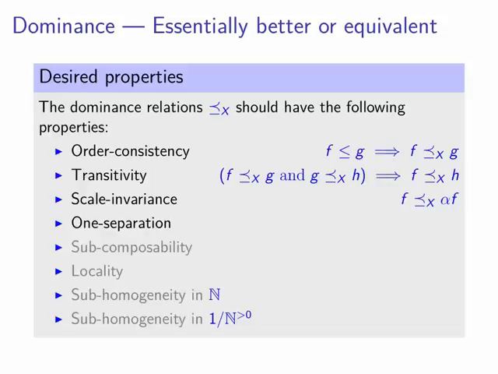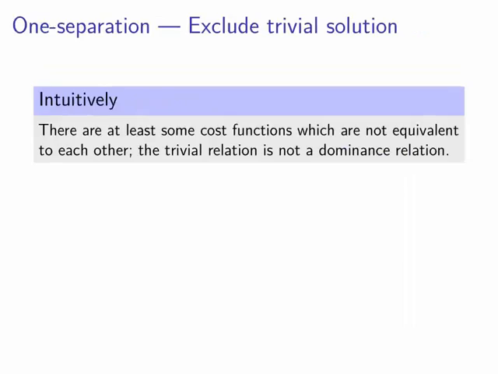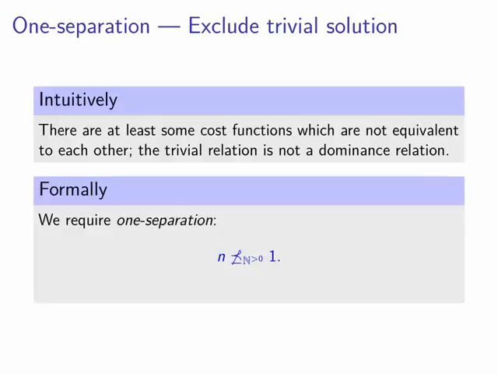The next property is one separation. It says that there are at least some cost functions which are not equivalent to each other. And this will close off the trivial relation as a candidate for a dominance relation. So one separation says that the linear function n is not dominated by the constant function 1 when the domain is the positive integers.